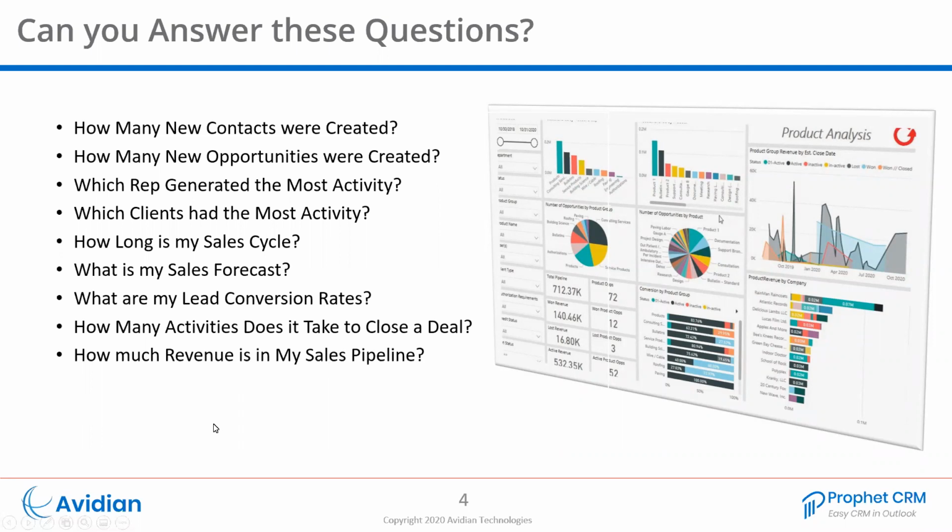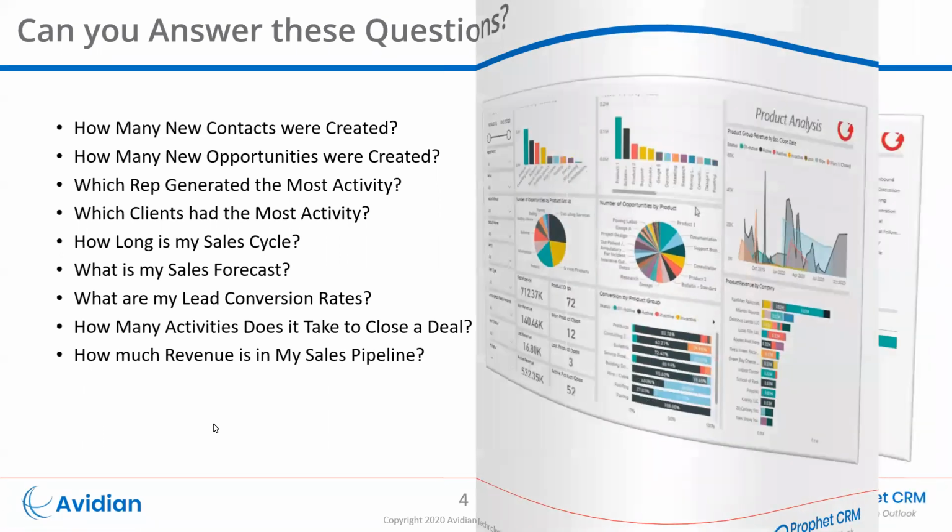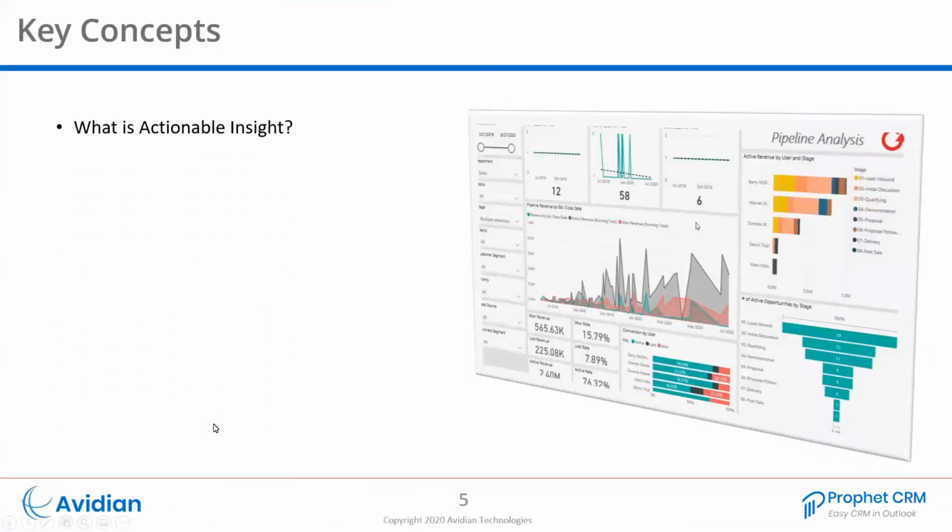But how much revenue do you have in your pipeline? This is all the front end stuff. Key concepts. What is actionable insight? Well, it's information that you can get that you can actually do something with.